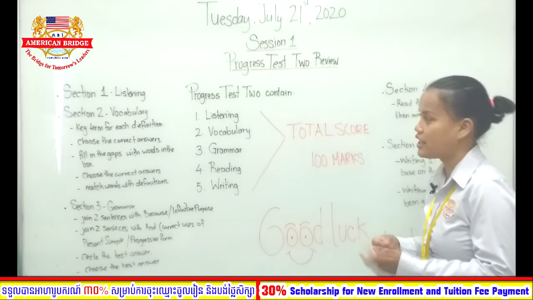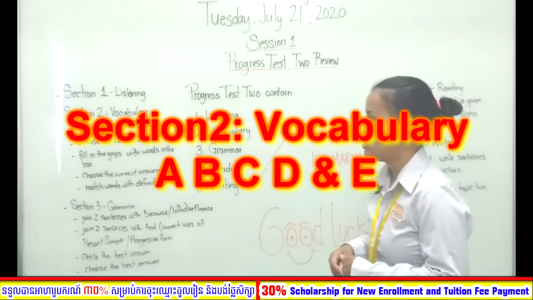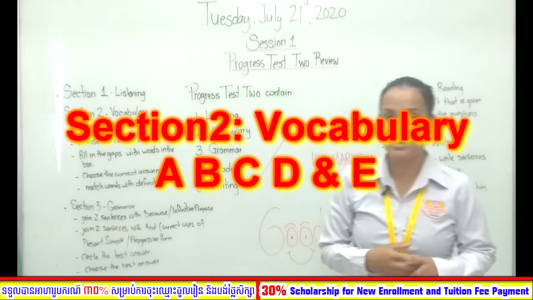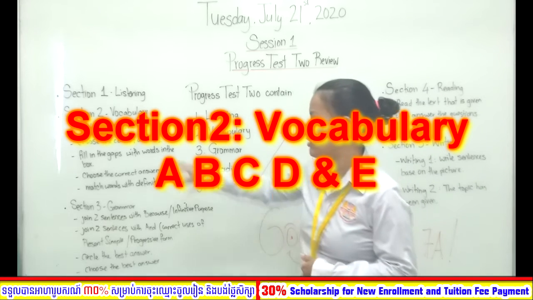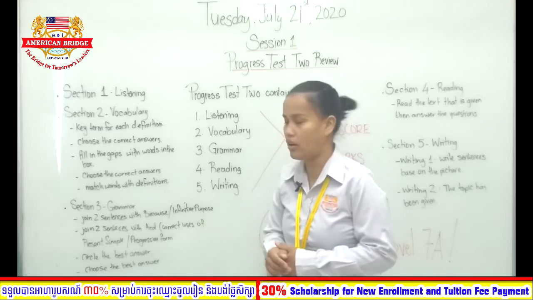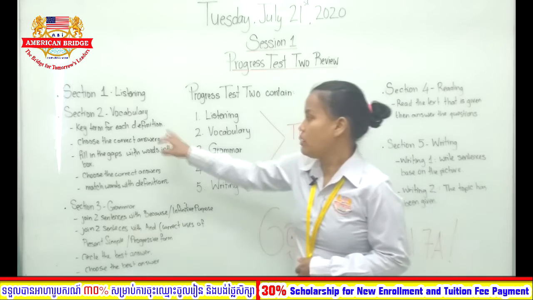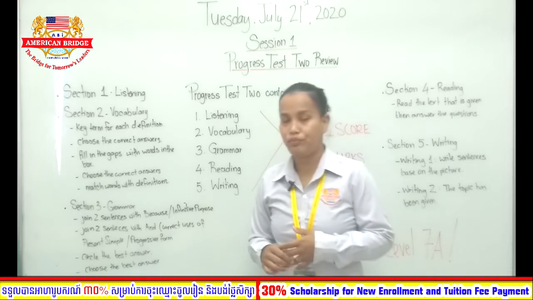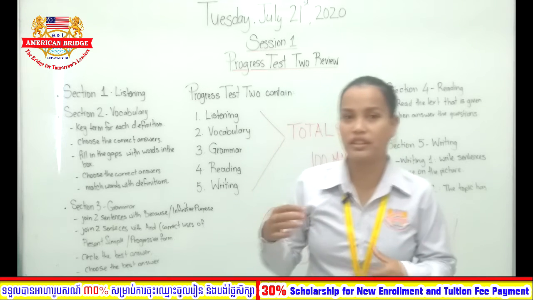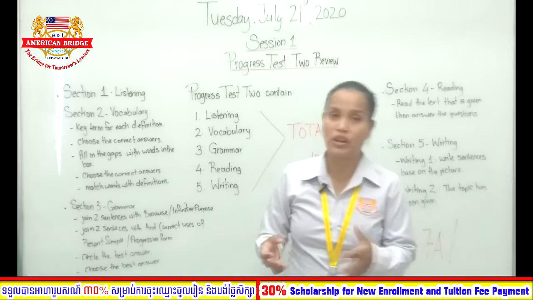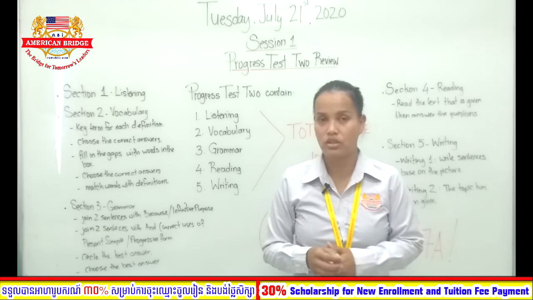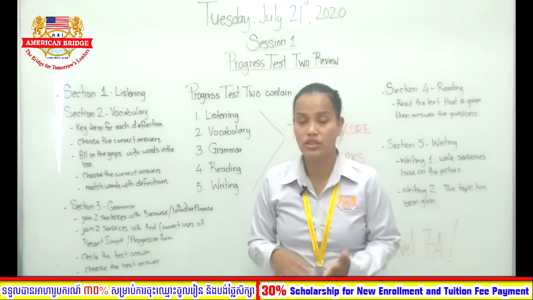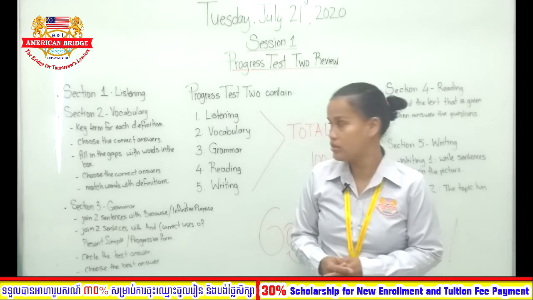Okay? Now for Section 2, based on vocabulary. What does it mean based on vocabulary? In there, it's divided into A, B, C, D and E parts. For A part, it's a key term for each definition. What you need to do is look at the definition that's already given and write in the keyword. The first letter has already been given to you, so you need to fill in the keywords.